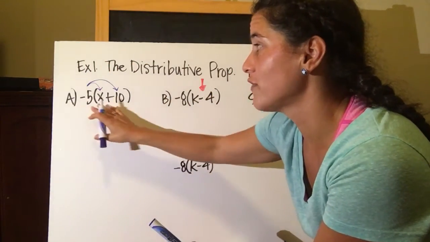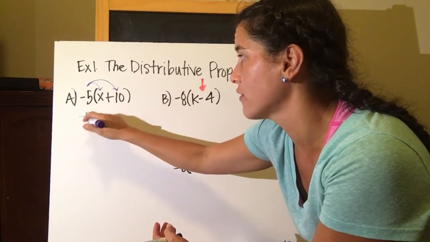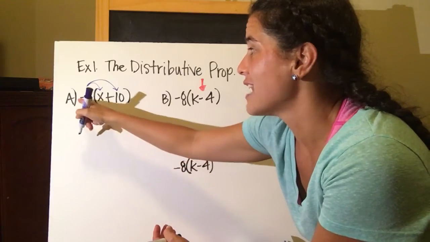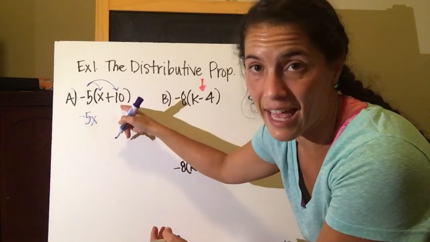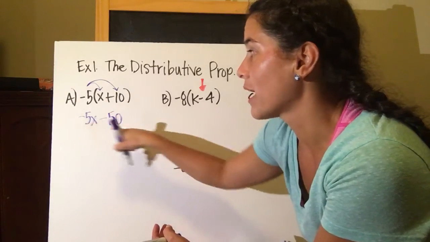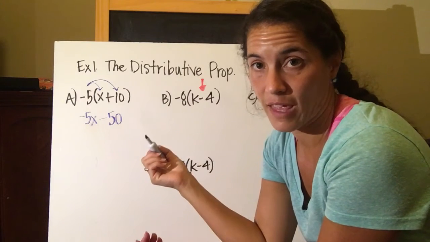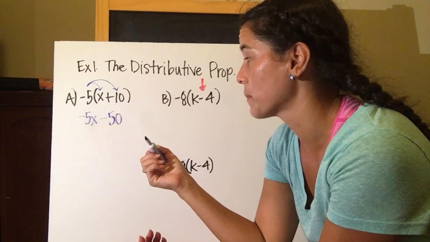So -5 times x, we don't know what x is, so -5 times x is -5x. -5 times 10 is -50. So my answer is -5x minus 50. -5x minus 50. There you go.